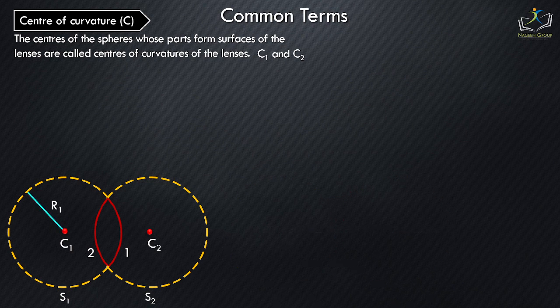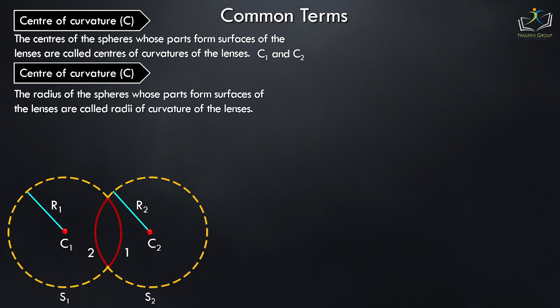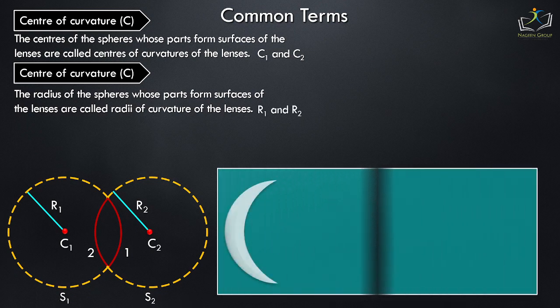Now let's make a line passing from the center to a point on the circle. This is R1. Another one, that is R2. The radius of the sphere whose part forms the surface of the lens is called the radius of curvature. R1 and R2.